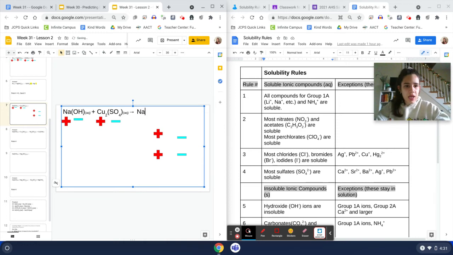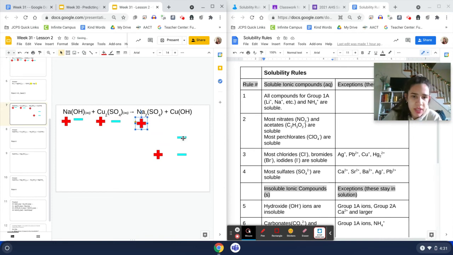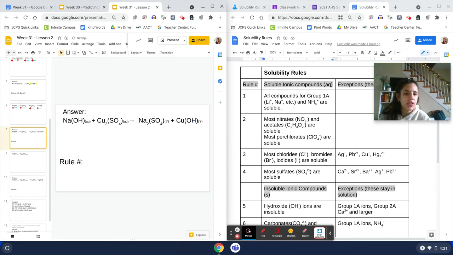So we're going to have NaSO4 plus CuOH. Alrighty. Once again, I will take a moment and assign those positive and negative charges for you. Now that we have that, we are going to go on to slide number 8. If you would like, just take a second, pause the video, and try to determine the states of matter for the following products.